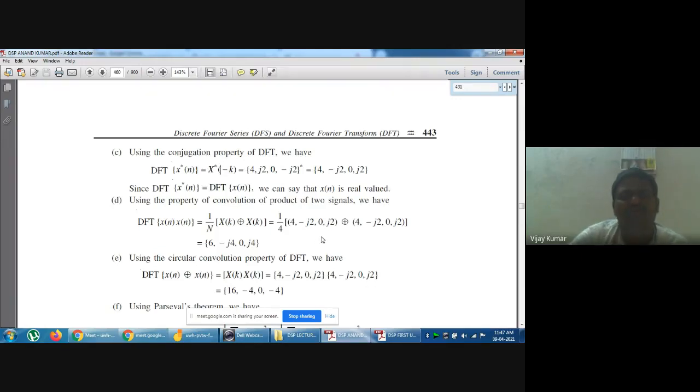Okay. So using that circular convolution property, 1 by 4 into, you can use any method. You can follow either the analytical method, or circulant matrix method, or graphical convolution method, or DFT IDFT method. Any method you follow. Here I am using the matrix method. You remember the matrix method.